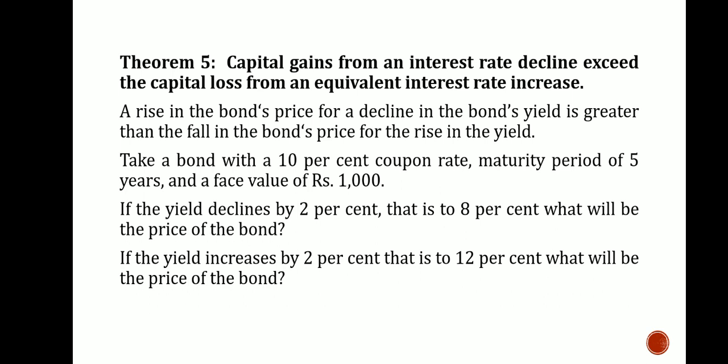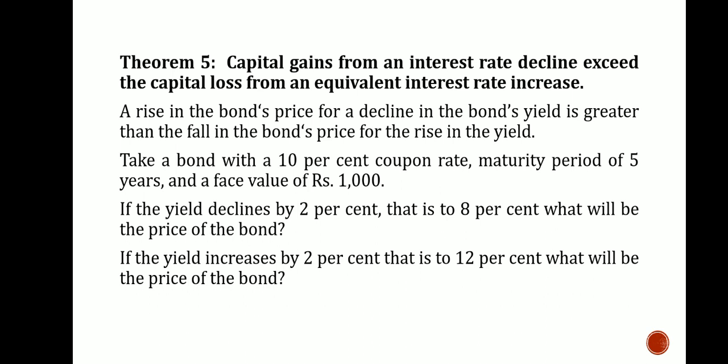Take a bond with 10% coupon rate, maturity period of 5 years and face value of rupees 1000. If the yield declines by 2%, that is to 8%, what will be the price of the bond? If the yield increases by 2%, that is to 12%, what will be the price of the bond?